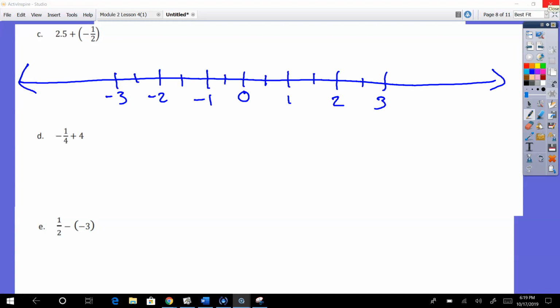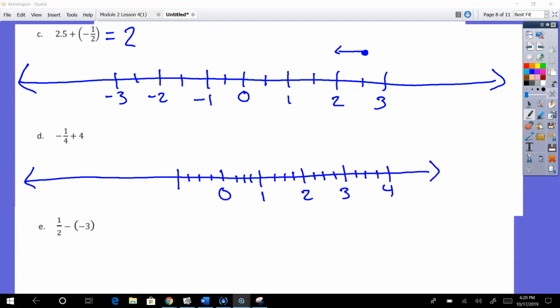Okay, so here we're starting at +2.5. So here is +2.5, 2 1/2, plus a negative, so that means we're going to the left half, which leaves us with 2. So therefore our answer there is 2.